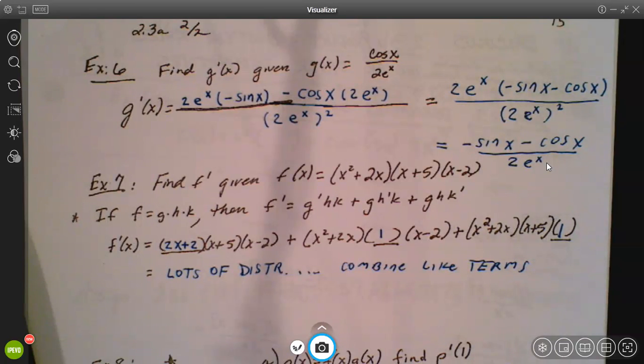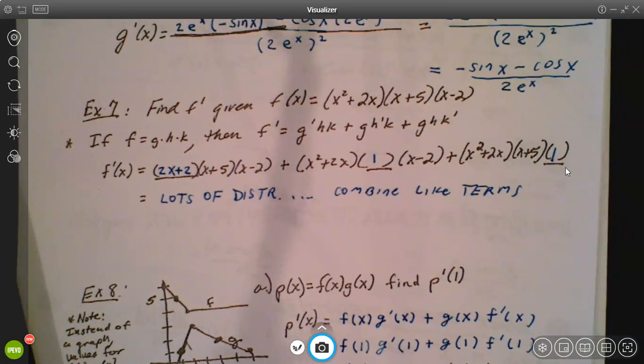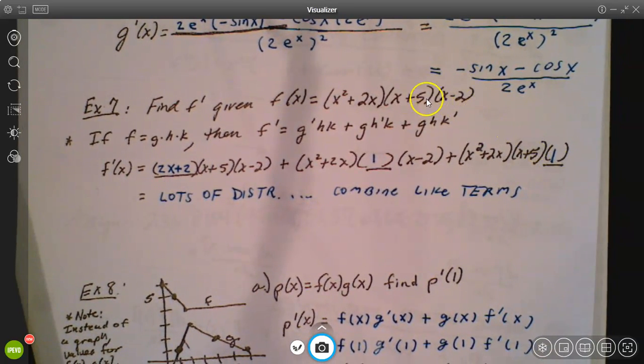For example 7, we won't do a ton of these, but just so you know when you run into it, what if you had more items that were being multiplied? How do we apply the product rule when I'm multiplying 3 factors together? Here's the general layout of that. It's the derivative of the first times the other 2, plus the derivative of the middle times the other 2, plus the derivative of the third one times the other 2. That's the general model of what that would look like.